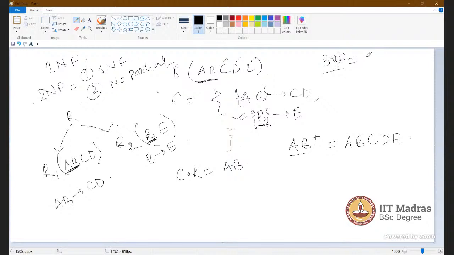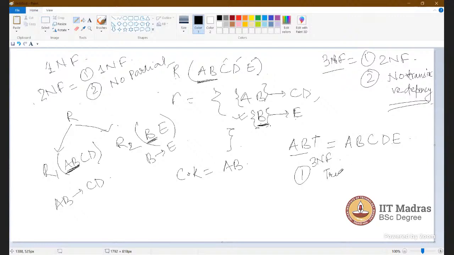No transitive dependency. Yeah, first it has to be in second normal form, and the second one is no transitive dependency. Right, up to this is clear. So check here: one condition you have to remember is that there are three conditions of the third normal form, that it can be a trivial functional dependency.